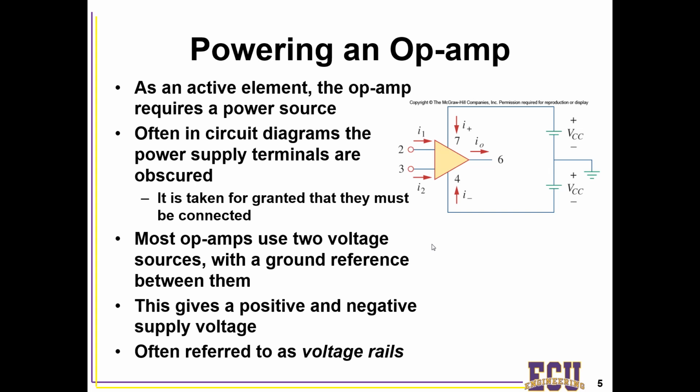But as we'll talk about in a future slide, those voltage boundaries are important and do dramatically impact the capabilities of the outputs of your amplifier circuit. So in this case, we have a positive voltage rail and a negative voltage rail. Typical values might be plus and minus 10 volts, or plus and minus 12 or 15 volts. Those are very typical rail voltages. Most of them will use two voltage sources with a ground reference between them.